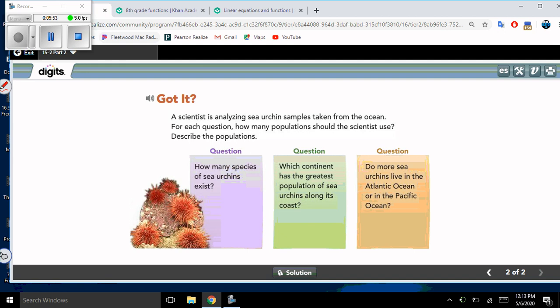This one you can find in your student companion book if you have that. How many species of sea urchins exist? All right, so we're looking at the sea urchin population as a whole, or as one. Which continent has the greatest population? So we have to know how many continents there are. If you recall, there are 7. And then last but not least in this one, they're basically comparing the population of sea urchins in the Atlantic versus the Pacific. So you're really only looking at 2 populations there. Okay? So again, that should have been the easiest piece of this to decipher.